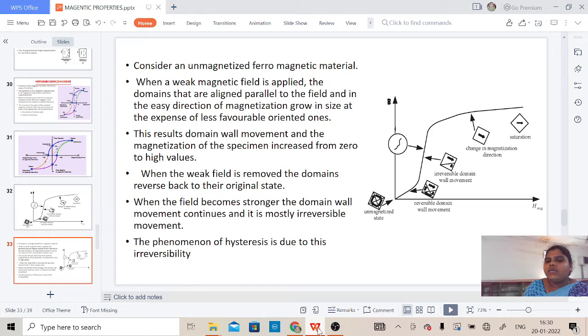When the weak field is removed, the domains reverse back to their original state. Whenever the field becomes stronger, the domain wall movement continues and it is mostly irreversible. The phenomenon of hysteresis is due to this irreversibility of domain walls whenever the field is stronger.